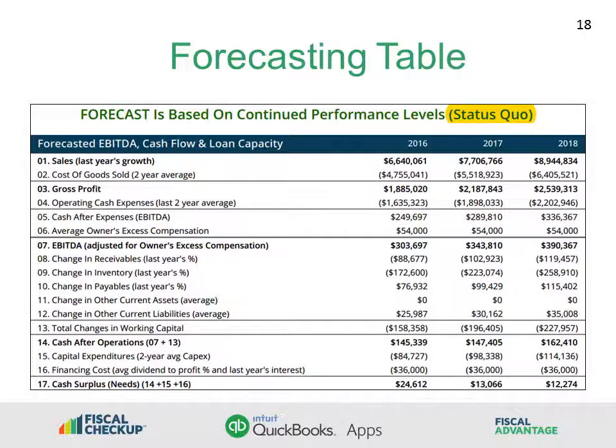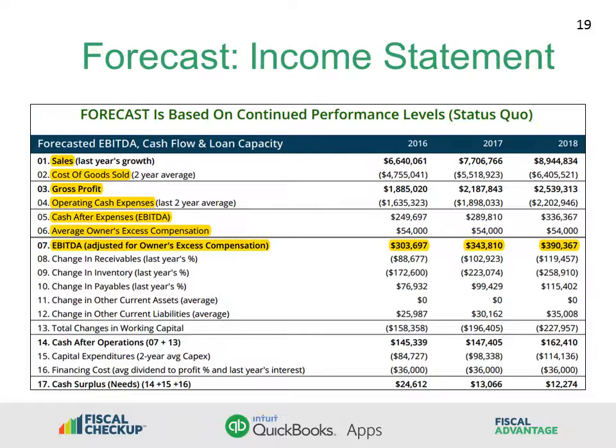Above the forecast table, it always states whether the numbers in the table are based on the continuation of the past trends, otherwise known as the status quo, or based on new parameters. In a few slides, I will show you what it looks like when some of the parameters have been changed.